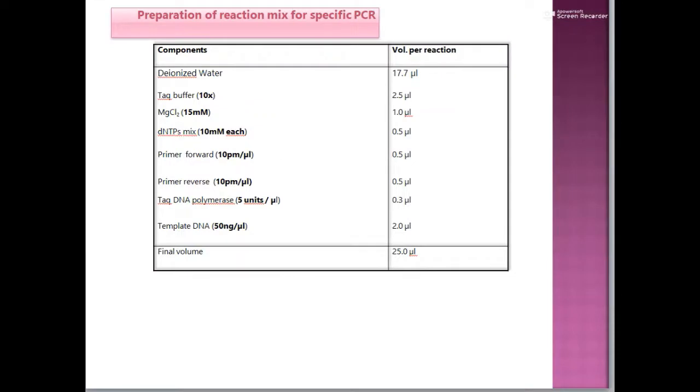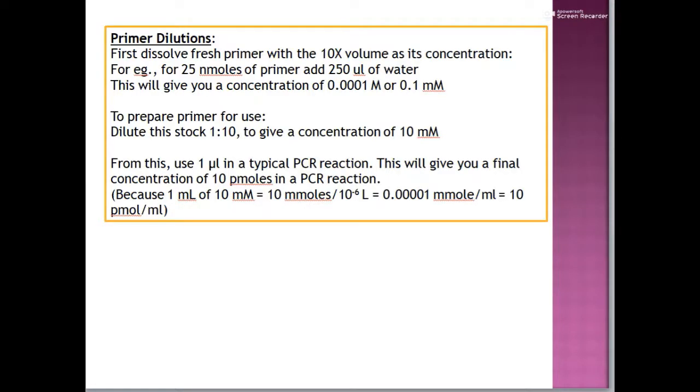And this is an example of a reaction mixture which you are preparing. Usually you will prepare either 25 microliter reactions or 50 microliter reactions, depending upon how much sample you have to amplify and what is the purpose of your PCR. So these are about the primer dilutions. This is only from the technical point of view, which I have included in my slide, so that anyone who is working on PCR and wants to start with primer dilution can get used to it.